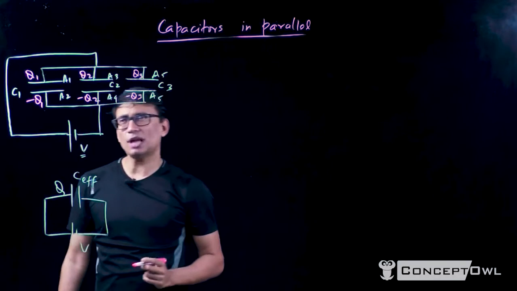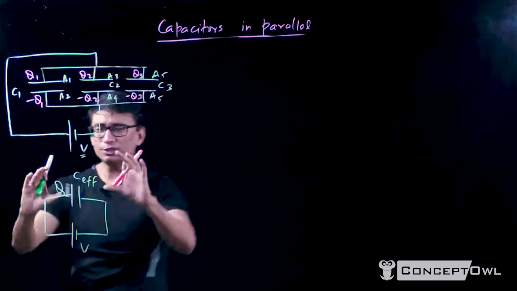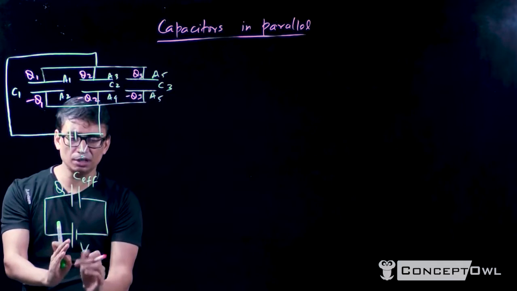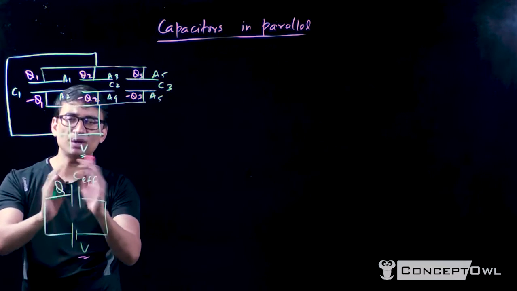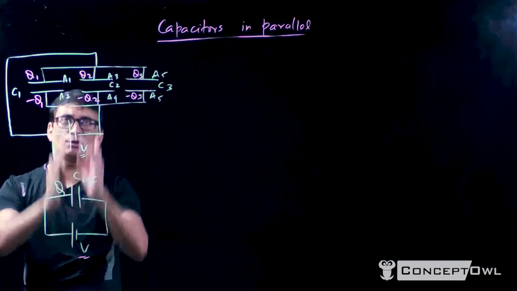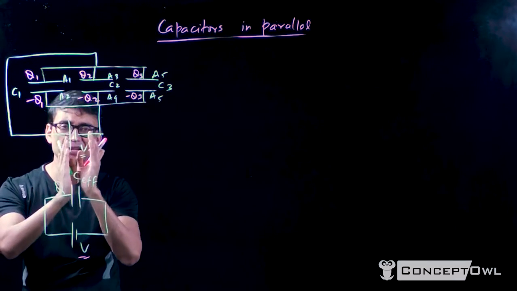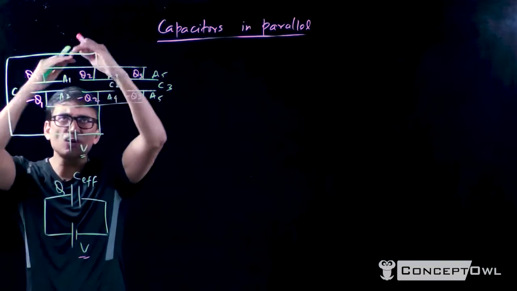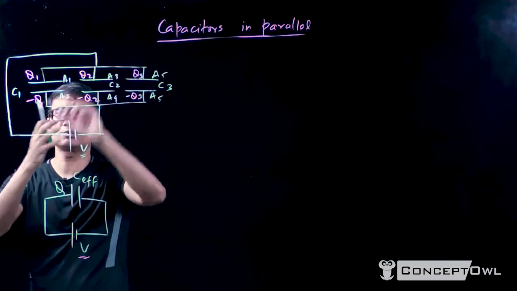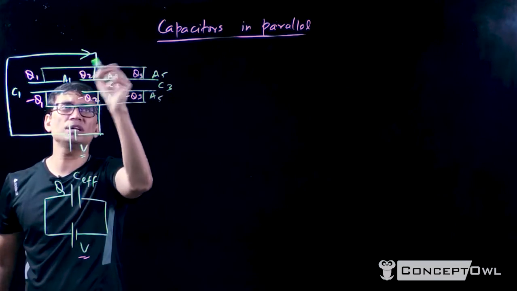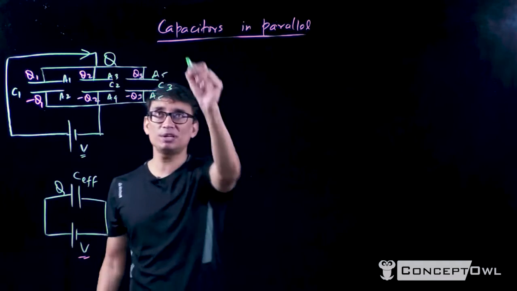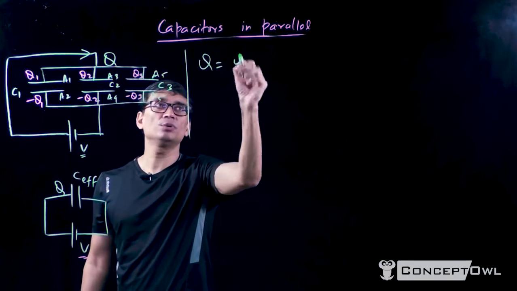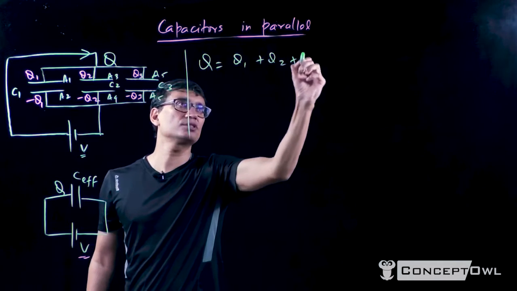Okay. So now, if this is equivalent to this, which means when I connected with potential V here, Q charge went in here, then when I connect this with the battery with potential V, the total charge flowing in here would be Q. Total charge flowing in this whole thing is going to be equal to Q, which means my Q is equal to Q1 plus Q2 plus Q3.